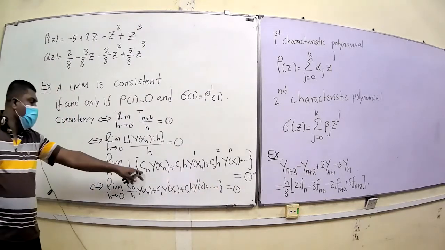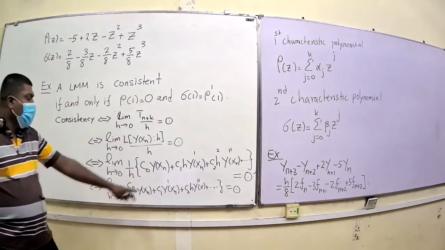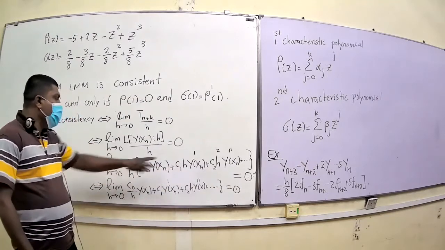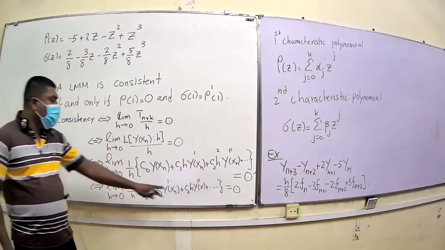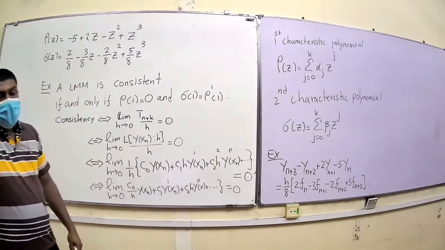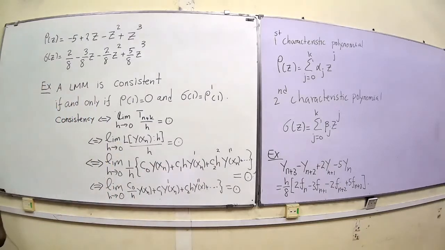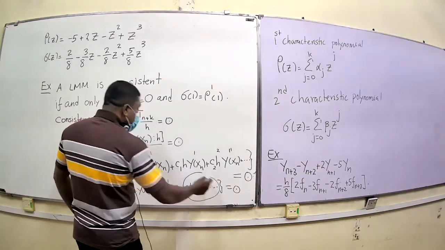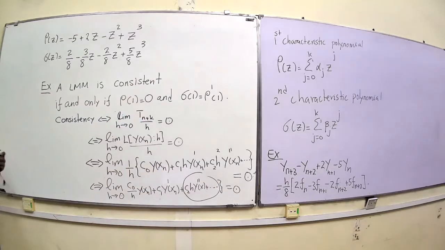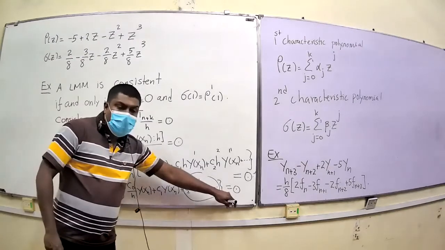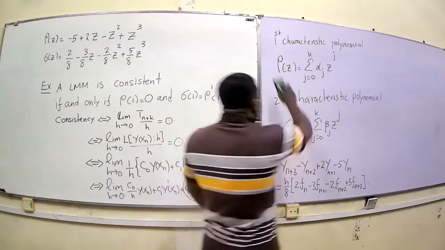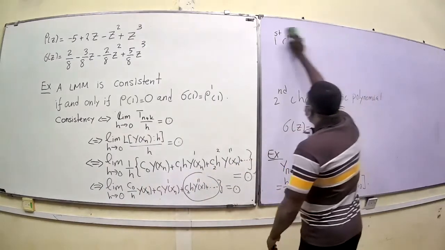Because when you divide by h, c naught over h times y(xn), c1 h cancels out leaving y prime, c2 h squared over h is h times y2 prime, and all of them will have h there. So when you take the limit as h goes to 0, everything after this will automatically be 0. You don't need to worry about that part. But because the limit is 0, these two have to be 0.